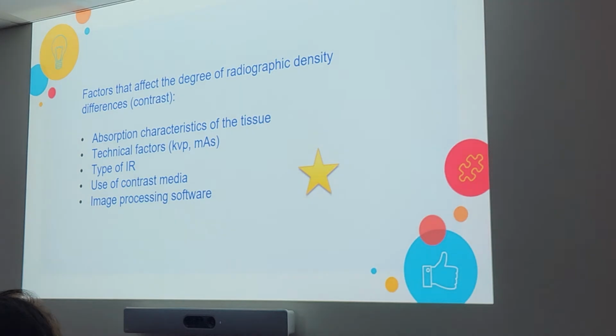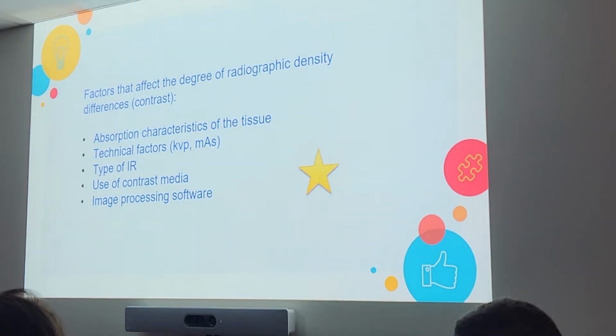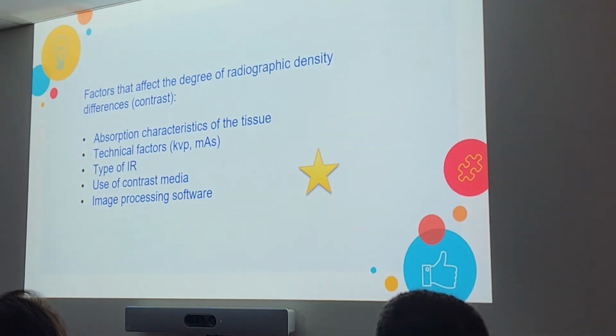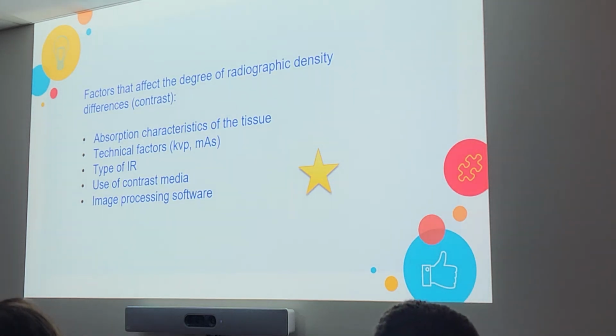So, these are some of the factors that affect the degree of radiographic density. Density is basically the difference in contrast that shows up on the image. We have 5 of these. First, it depends on the absorption characteristics of the tissue. What does that mean? It depends on how dense it is, how much the tissue absorbs or transfers. Correct. For example, like we said earlier, bone versus air.